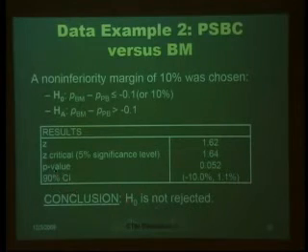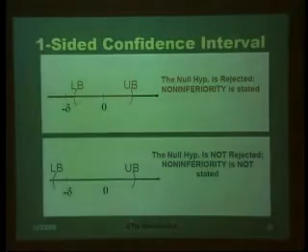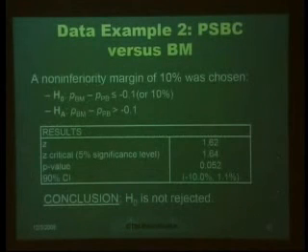If I look at the 90% confidence interval, we see that minus 10% is here. I am in this situation, exactly here. So I'm not here, I'm here, so I don't reject the null. And I cannot say that bone marrow is non-inferior. It may be inferior.